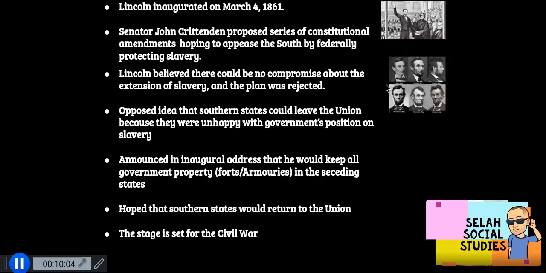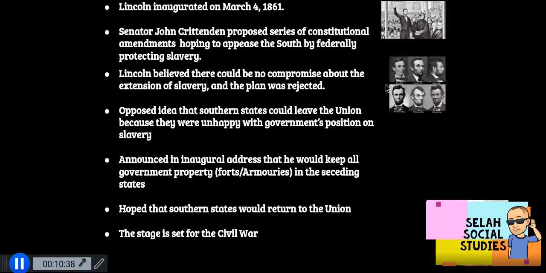Now, Lincoln was inaugurated on March 4th, 1861, and during this time, you have a senator who tries a last-ditch effort to stop the Civil War from happening. Senator John Crittenden proposed a series of constitutional amendments hoping to appease the South by federally protecting slavery. Why does he want to do this so badly? Well, Crittenden had two sons, and one of his sons wound up being a general of the Confederacy, and one happened to be a general of the Union Army.